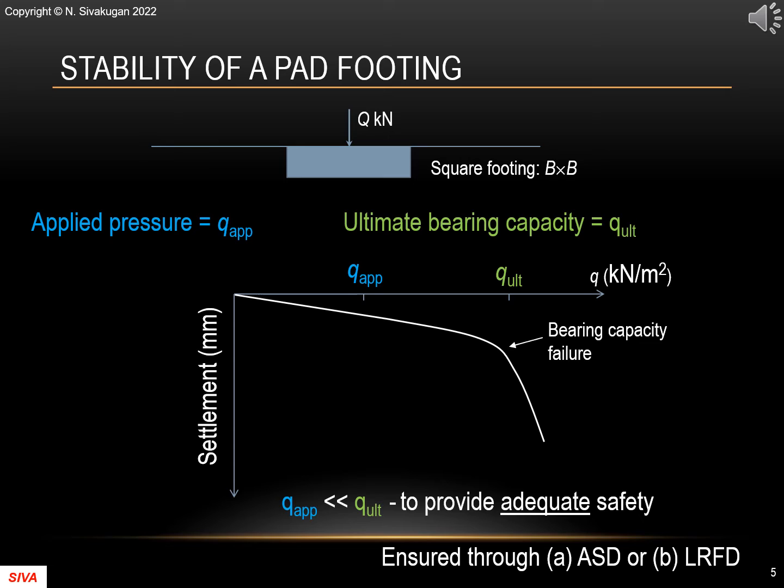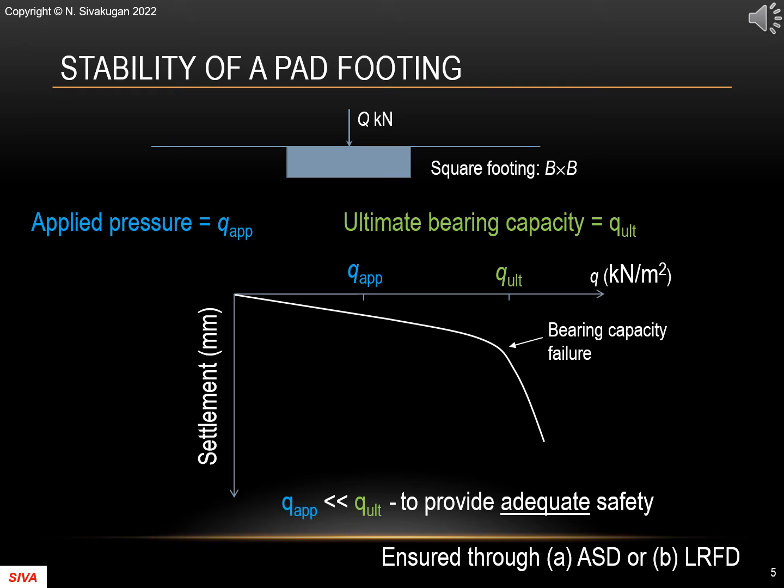Let's consider the stability of a square pad footing and see how we can carry out an allowable stress design and load and resistance factor design. The figure shows a square pad footing of width B carrying a column load Q, and hence the pressure applied to the soil, Q applied, is Q on B squared.